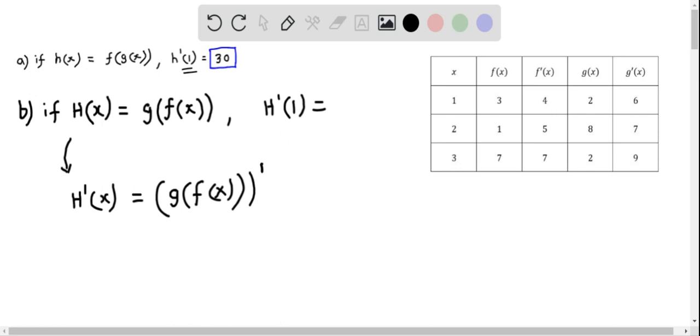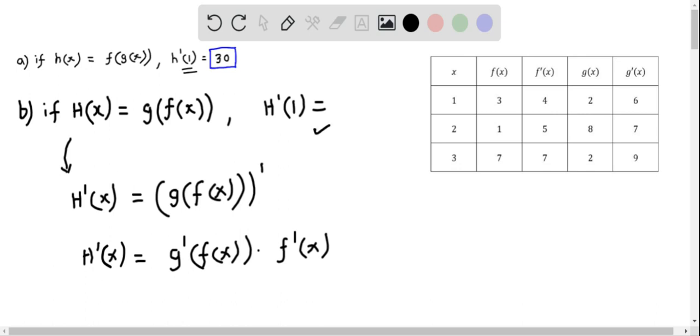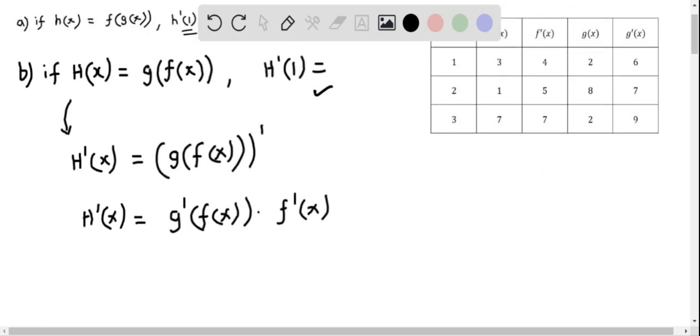We write this as g of f of x and find the derivative. Using the chain rule, we can write this as g prime of f of x multiplied with the derivative of f of x, which is f prime of x. So we have the expression h prime of x equals g prime of f of x times f prime of x. Now to find h prime of 1, we have to replace x by 1 in this expression. So h prime of 1 equals g prime of f of 1 multiplied with f prime of 1.